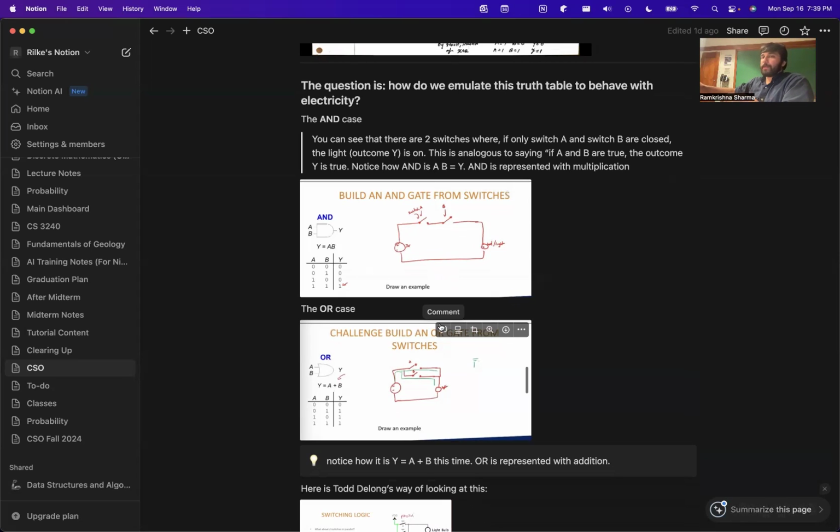If they're both open, in order for electricity to flow from one side to the other, they both need to be closed. If you represent the switches as A and B, it's saying that A and B both need to be a particular value in order to be true. In other words, in order for the light to be on. So they both need to be on, they both need to be true for the light to be on.